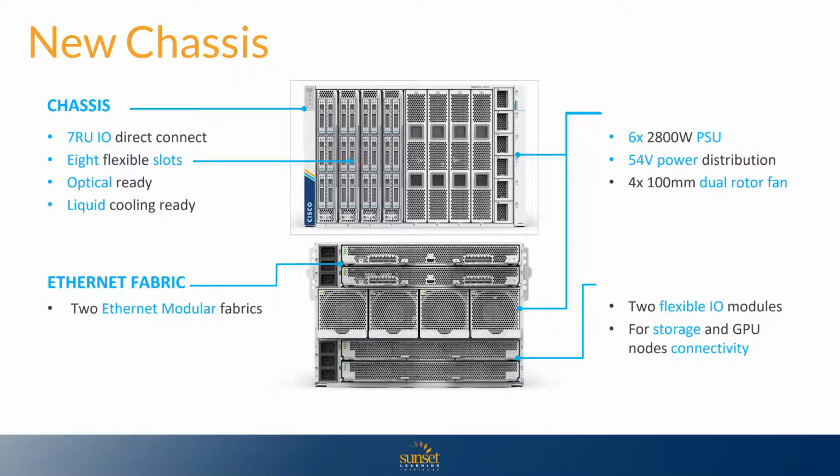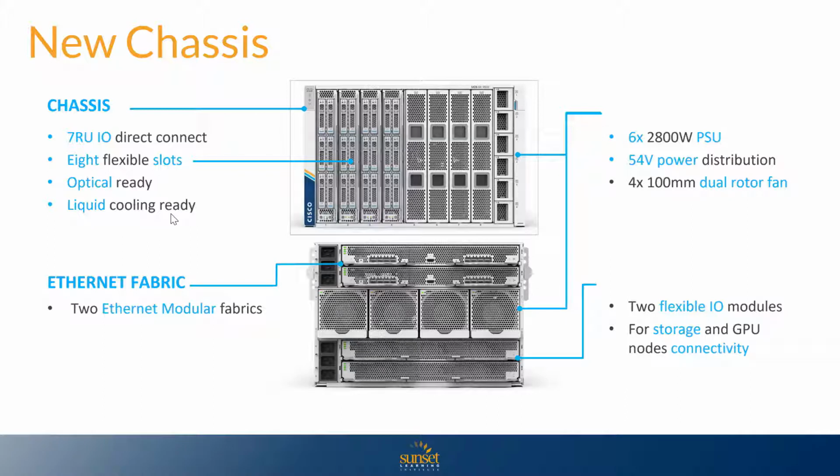So the new chassis that you're going to see is the X9508 series chassis, and I'm very pleased to introduce you to it. One thing you'll note is, first and foremost, it is one more RU larger than the original UCS 5108 series chassis. Another thing to note, we still have 8 servers. So instead of them being horizontal, you'll note that they are now vertical. I also do want to mention that they are optical and liquid cooling ready.